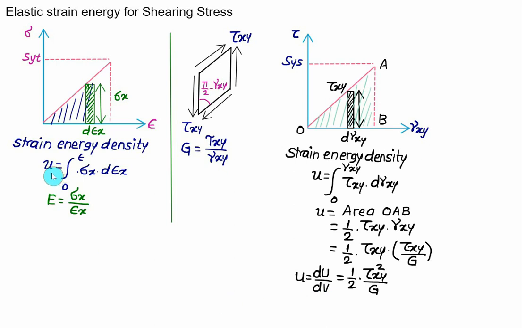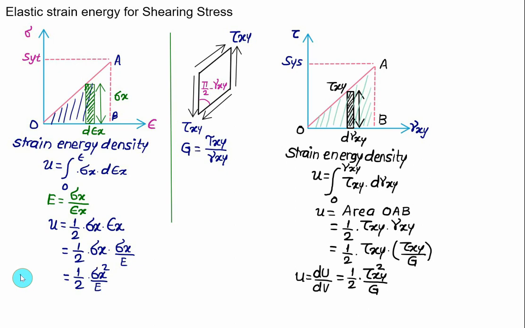In this case, the last expression we have is U equal to the integral from 0 to epsilon x of sigma x d epsilon x. Again, if I consider the triangle, that is the area under the triangle OAB, we get the strain energy density U equal to 1 by 2 multiplied by sigma x multiplied by epsilon x, and we can replace epsilon x by sigma x divided by Young modulus E. So we get 1 by 2 into sigma x multiplied by sigma x divided by E. Almost similar situations arise in the case of normal stress and shear stress. Finally we get 1 by 2 into sigma x squared divided by Young modulus E, and this strain energy density is the same as dU divided by dV.